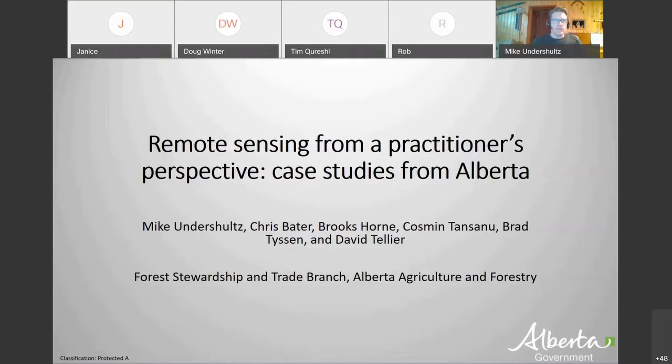A few things to get out of the way first. One is, it's not alluded to in the presentation, but the presentation will be focused on detection of mountain pine beetle killed trees for a few reasons, which we'll get to soon. We're going to be sharing information from 4 different projects that we've done over the past about 10 years.